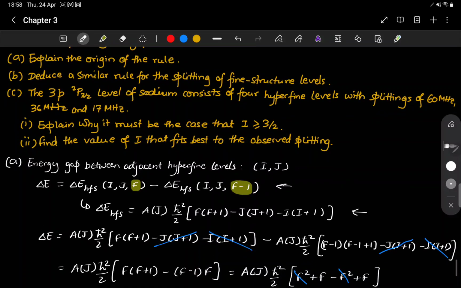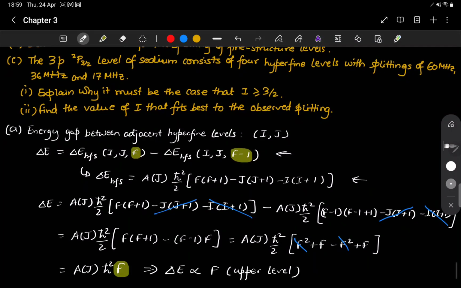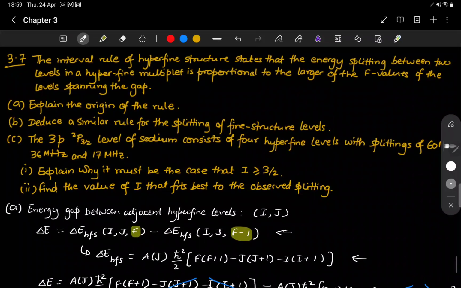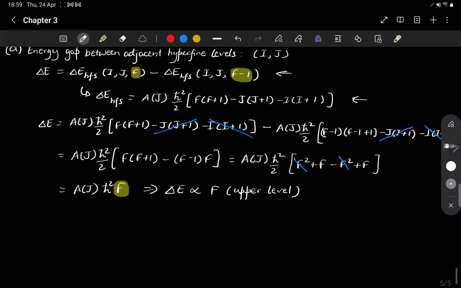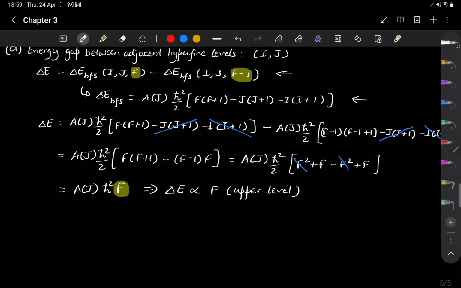Now we just did part A, and part B is to deduce a similar rule of splitting for the fine structure levels. So this was for hyperfine structure levels. Now we have to repeat for fine structure levels. And note that the fine structure levels and hyperfine structure levels are very similar. So let me write down the expressions for fine and hyperfine, and let me show you the similarity.